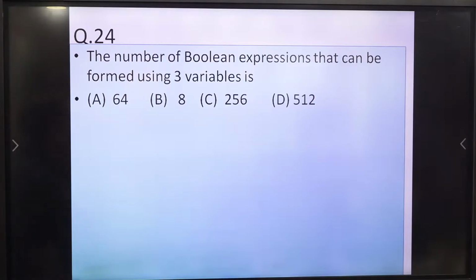Now what is the answer to this question? All of you, please.